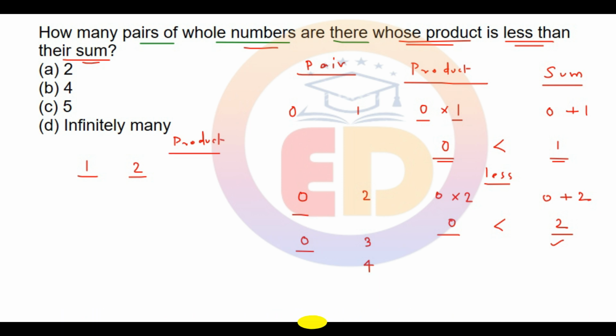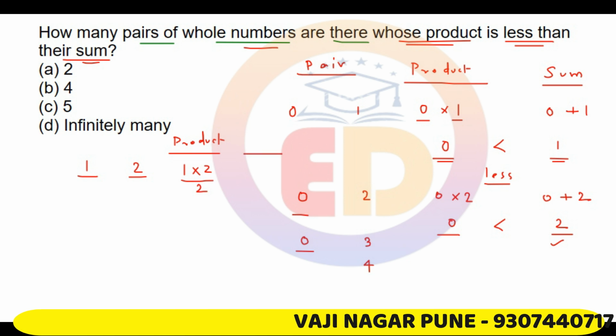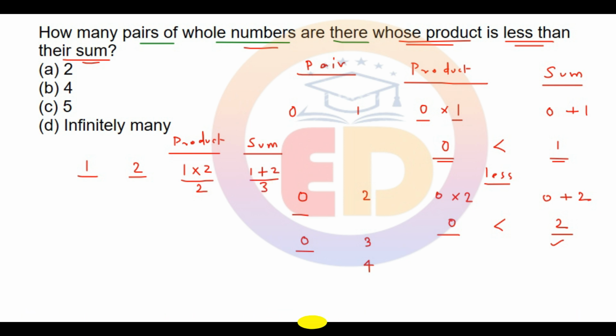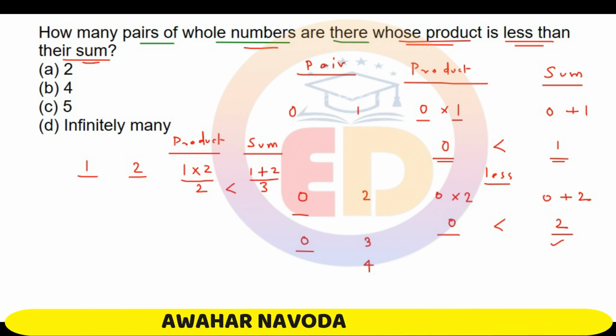of 1 and 2 is 1 into 2, which is 2, and the sum of these 2 whole numbers, इन दोनों whole numbers का sum 1 plus 2, 3 हो जाएगा. And again I see that the value of product जो 2 आ रहा है and sum वो 3 आ रहा है, value of product is less than the sum.